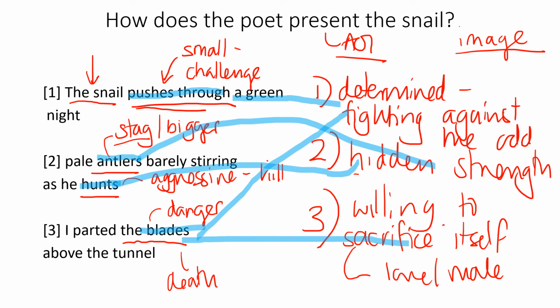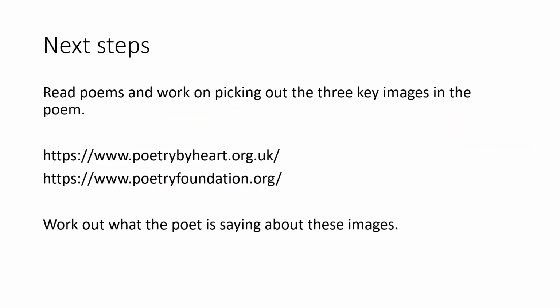So you can see how you can build up a paragraph by taking an image, looking at that image on its own, and then thinking of some ideas. And that's how we can build up a paragraph in our writing. So what's the next step with this then? Well, obviously this is one poem. So the next step is to practice this skill with other poems.